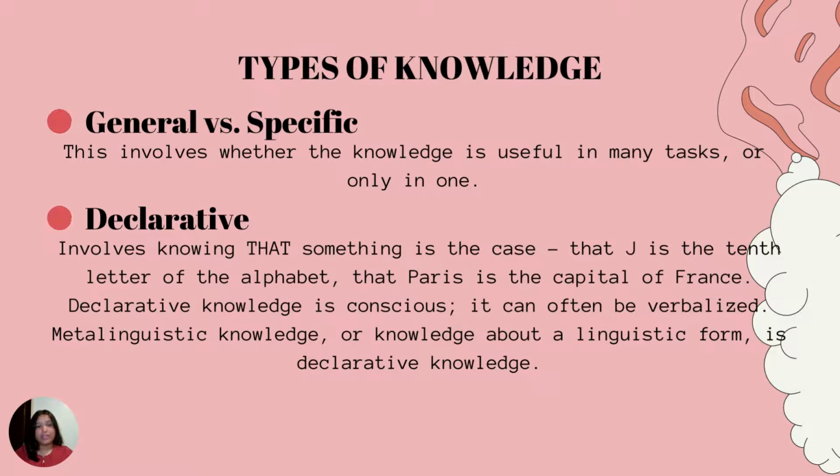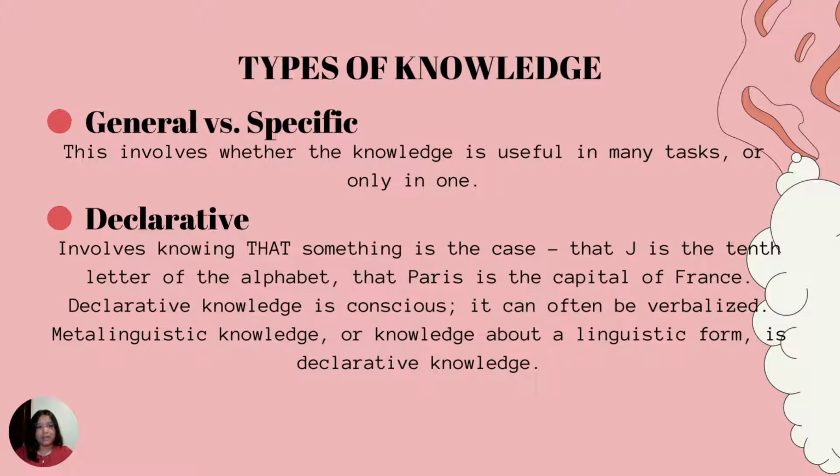Types of knowledge: general versus specific. This involves whether knowledge is useful in many tasks or only in one. Declarative involves knowing that something is the case, that J is the 10th letter of the alphabet, that Paris is the capital of France. Declarative knowledge is conscious, it can often be verbalized.